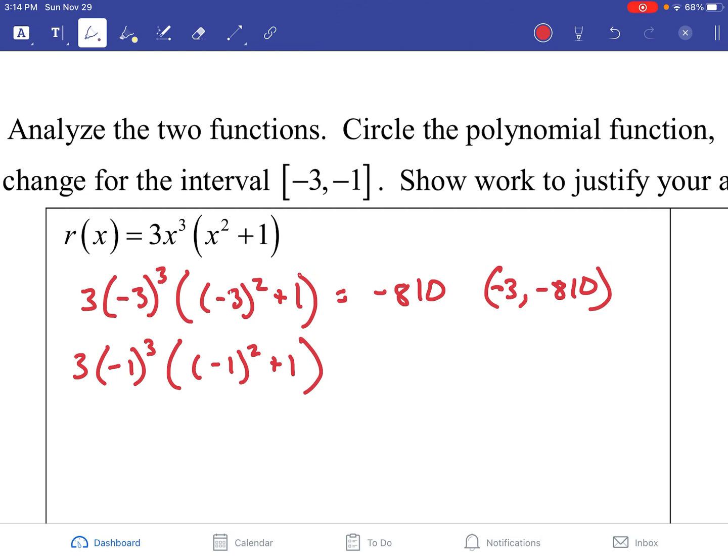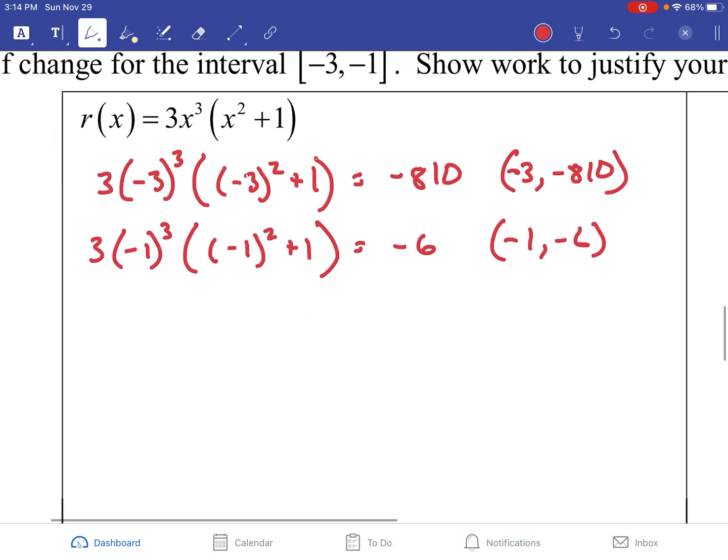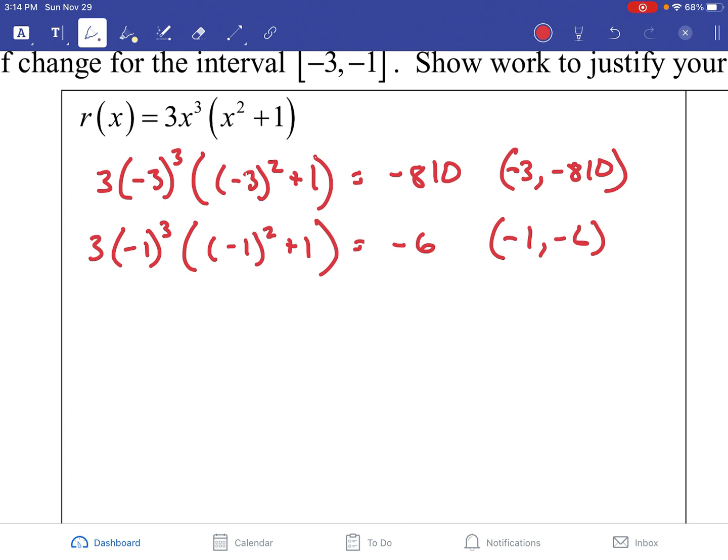All right, now we put in -1, so we do the same thing. So I'm going to put that back in the calculator. So we have 3, and then parentheses -1 to the 3rd power. And I have -1 squared plus 1, close parentheses. And that is -6. So I have -1 comma -6.